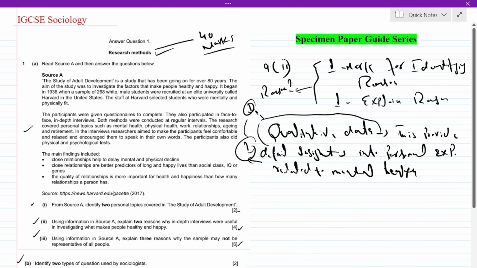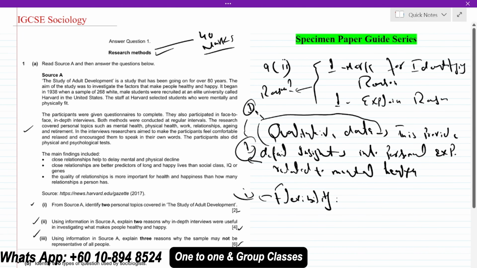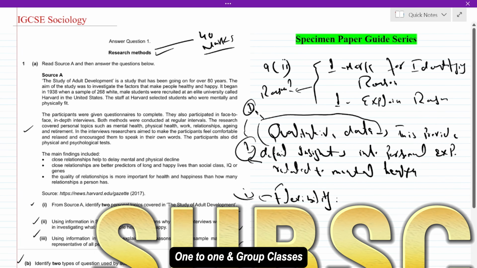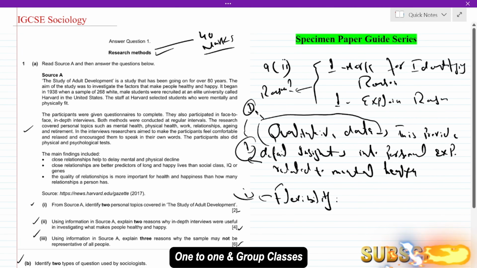That could be flexibility in depth interviews enable the participant to feel comfortable. Right. So you might say the flexibility. Now again, we will be able to get 1 mark. And you can say the researcher can build trust, or you can say encouraging participants.